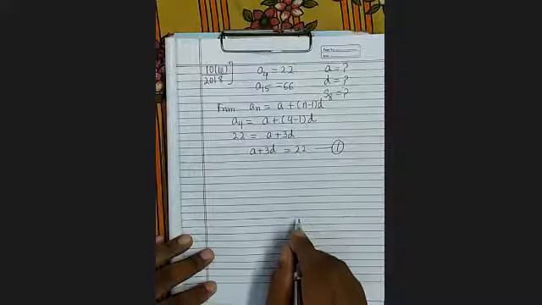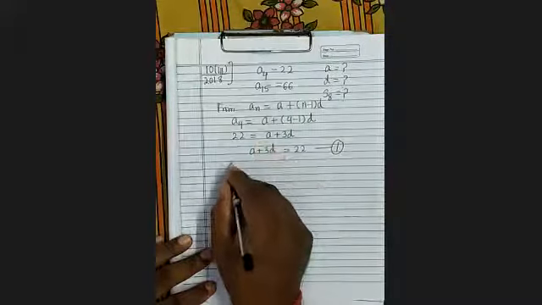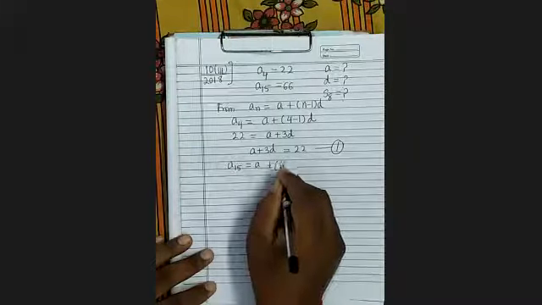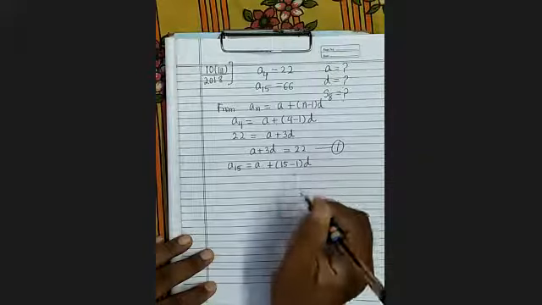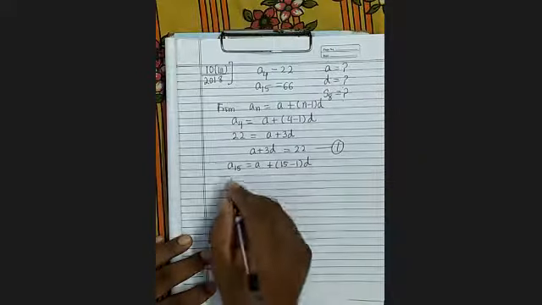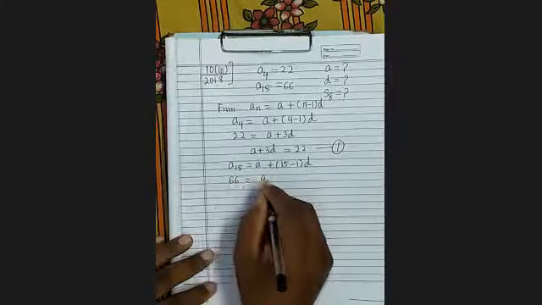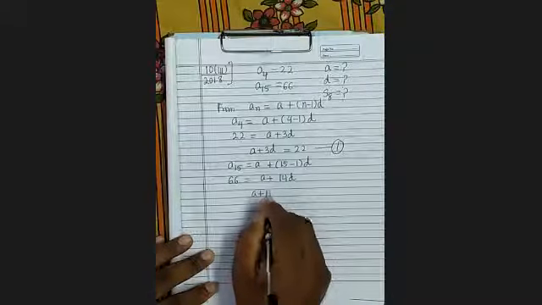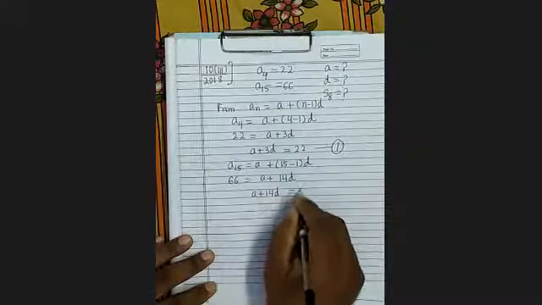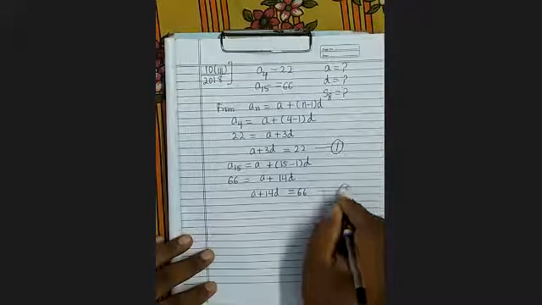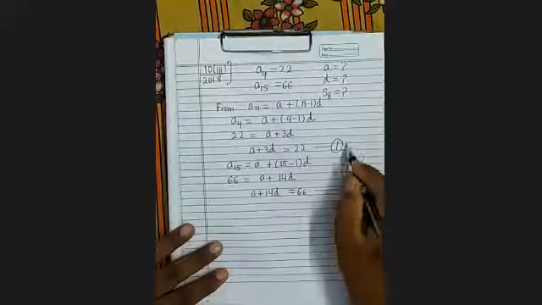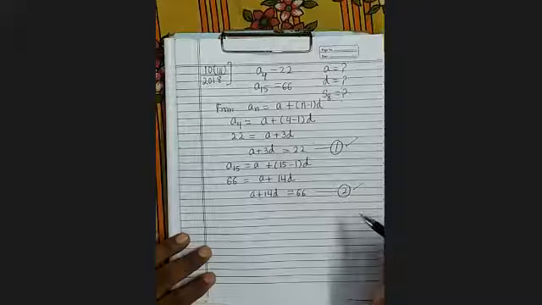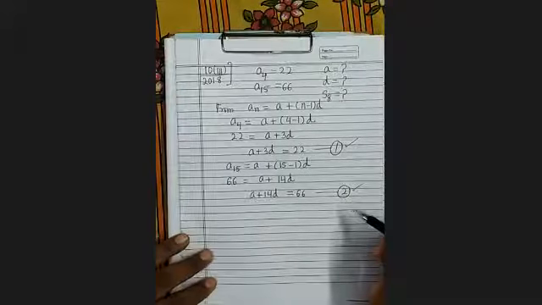It's clear? Then A15: a plus 15 minus 1 into d. A15 is given 66. So a plus 14d equals 66. This is the second equation. This is the first equation, this is the second equation. By solving these two equations, we can get a and d. It's clear? So I'm solving.